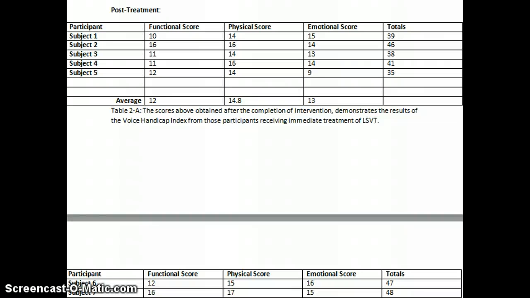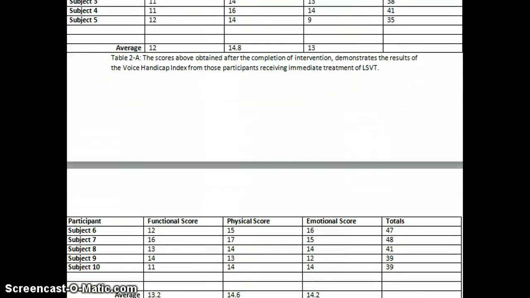Subject 2 has a total of 46, which is still moderate to severe. And then we have Subject 3, which is 38 for their total, which is mild to moderate. Subject 4 with a total of 41, which is mild to moderate. And Subject 5 with a total of 35, which is again mild to moderate. So mostly before, for this group, they had moderate to severe. So you can clearly see the differences after treatment.